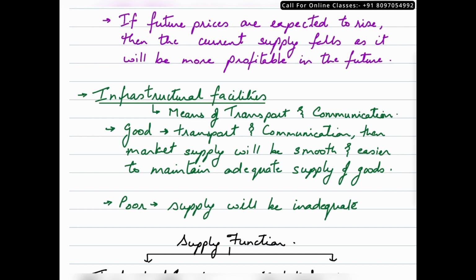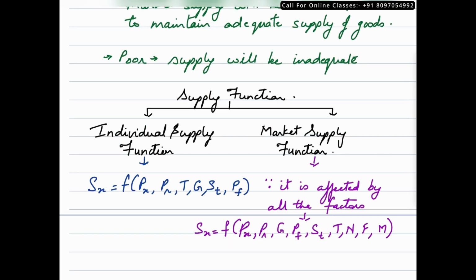Let's take a look at what is a supply function. So just like we studied in demand, the supply of a given commodity would also depend upon all the factors that we had just taken a look at, and on the basis of that, supply function could be studied in the form of an individual supply function and a market supply function. Individual supply function is basically the relationship between the supply of the given commodity, in this case X, with regards to the factors that affect its supply.